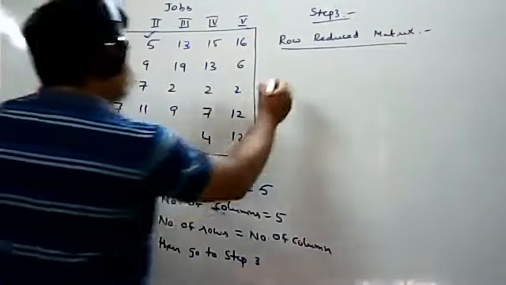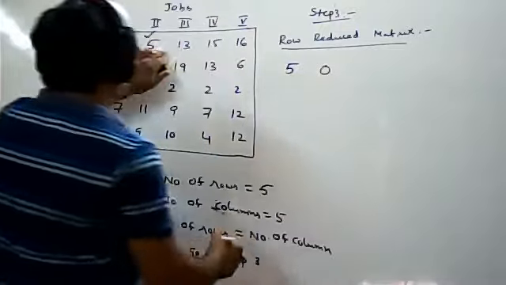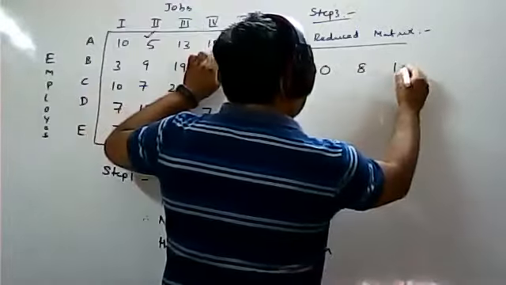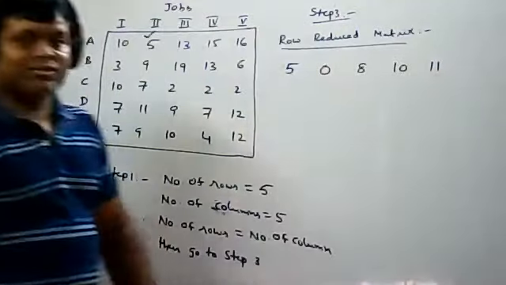So 10 minus 5 is 5. 5 minus 5 is 0. 13 minus 5 is 8. 15 minus 5 is 10. And 16 minus 5 is 11. So the first row is completed.